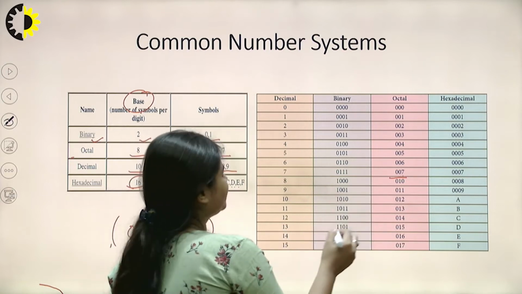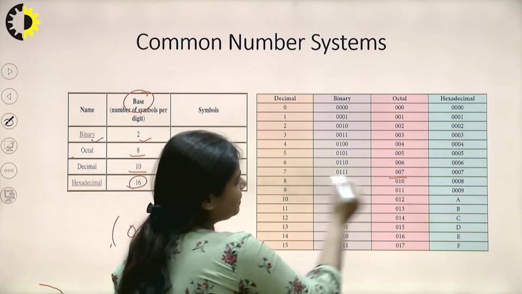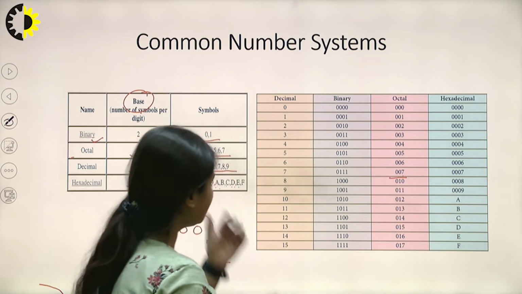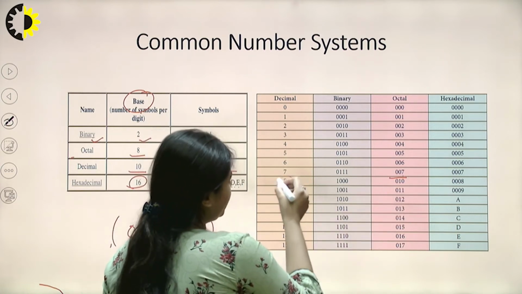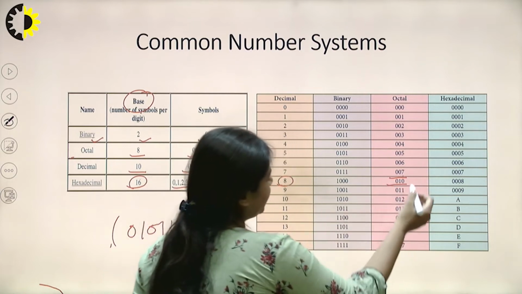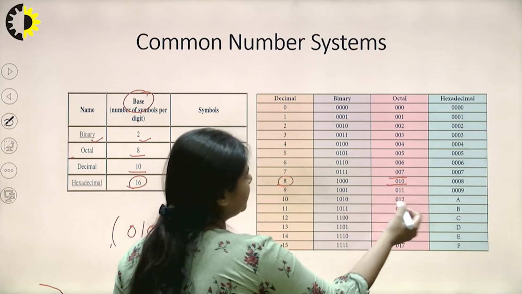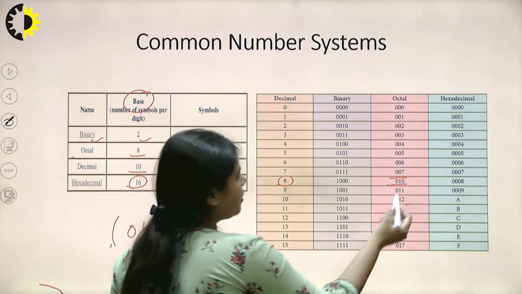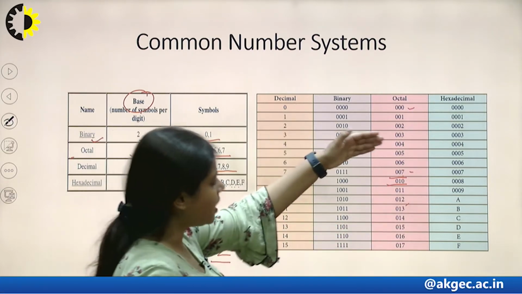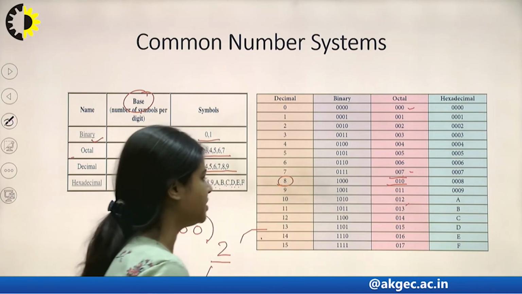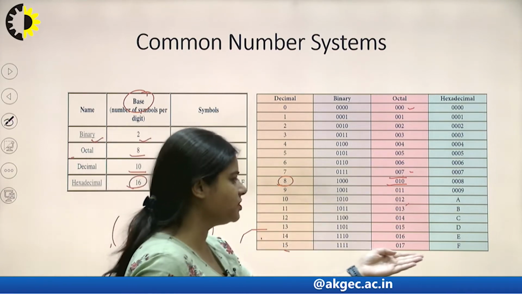Up to 7 we write 007. Now whenever we represent 8, we start again. We write 010, 011, 012, 013. So we count only from 0 to 7 as the initial count, and after 7 we have this kind of representation. For representing 15 we have 017.